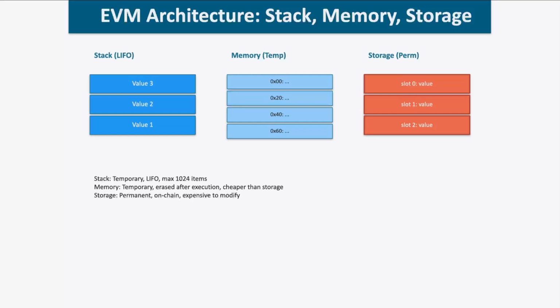Third, and most important, is storage. Storage is a permanent filing cabinet. Anything you write there stays there forever. Storage is on-chain. It's part of Ethereum's global state. Every storage value is replicated across every node. Storage is organized into 32-byte slots. Slot 0, slot 1, slot 2, and so on.